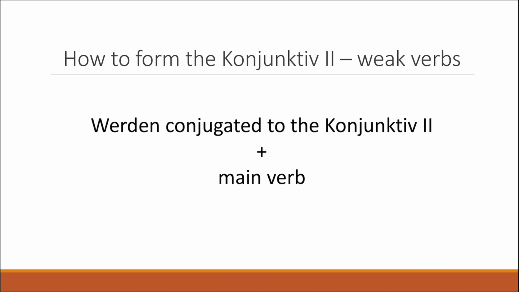Well, in order to conjugate the Konjunktiv II of weak verbs, the situation is a lot easier. You don't have to think about the Präteritum and add some endings, but you simply have to remember this rule. In order to conjugate the Konjunktiv II of weak verbs, you simply have to conjugate werden to the Konjunktiv II, so the third auxiliary verb we already talked about, and werden is going to be followed by the main verb.